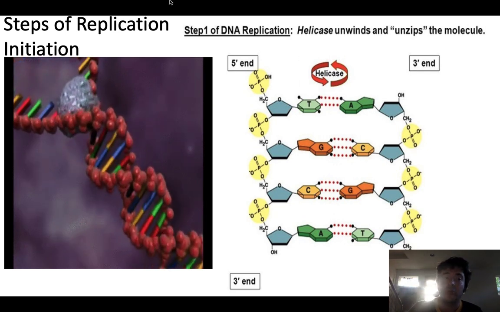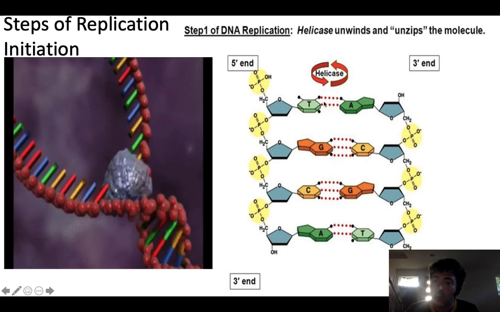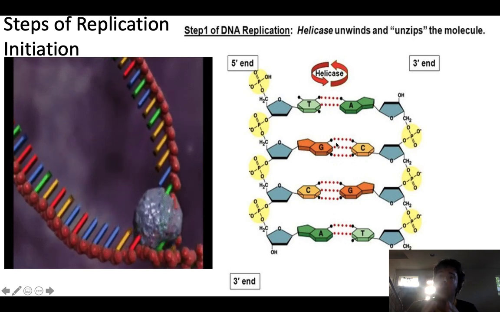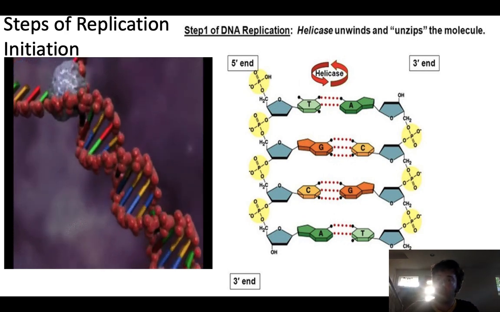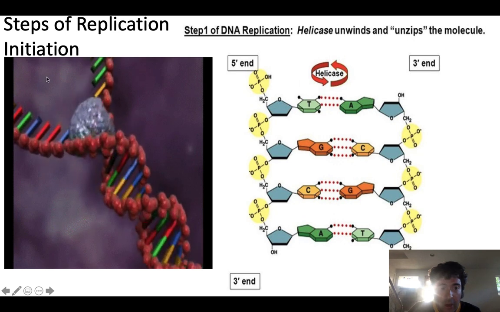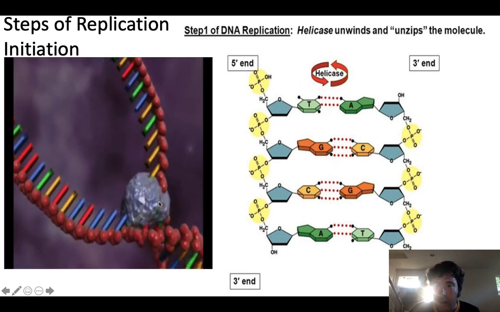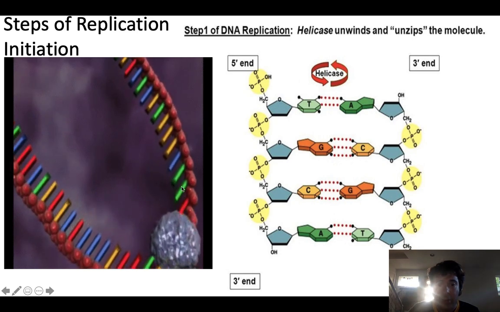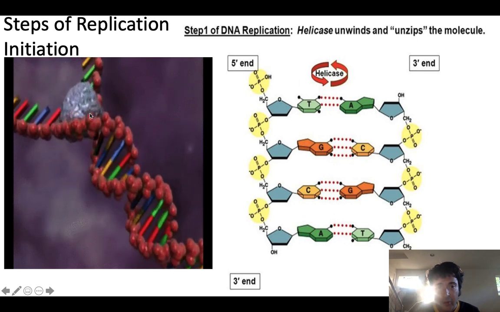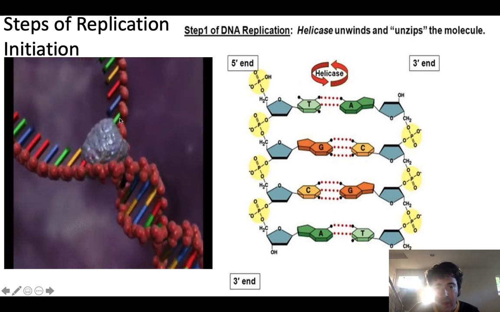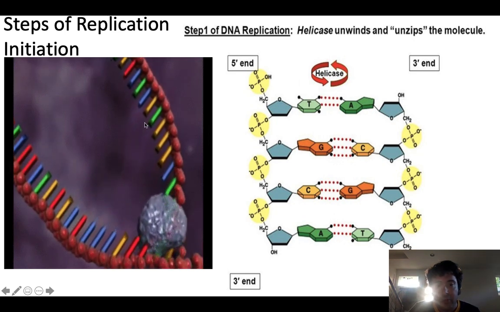Which of the following would be true of initiation? You have an enzyme called DNA helicase that comes here and breaks hydrogen bonds, because in order to replicate DNA, you need to split those strands. What you're looking at right here is DNA helicase breaking those hydrogen bonds, unwinding or unzipping the DNA molecule. That's initiation, and what you form is what's called a replication fork.